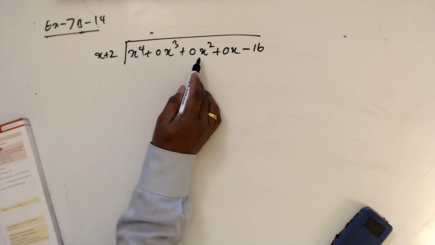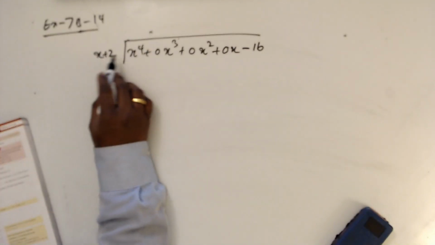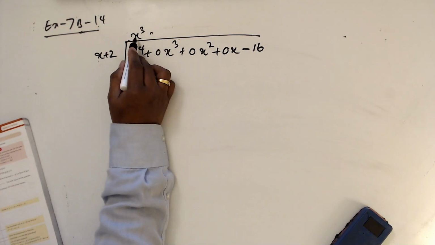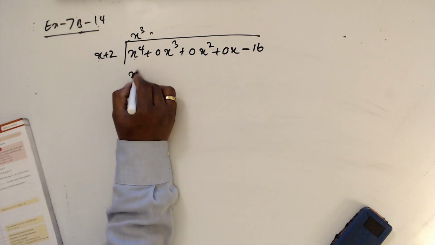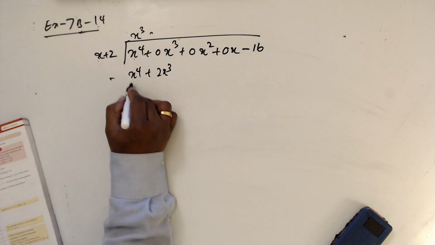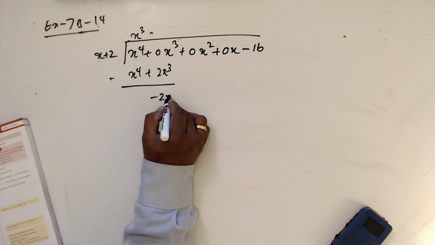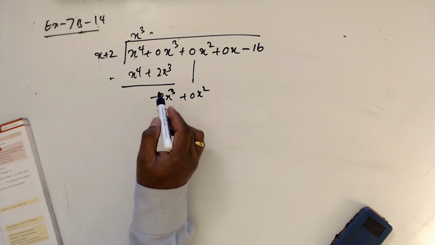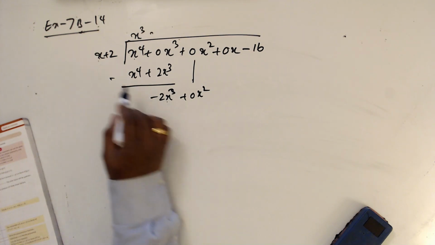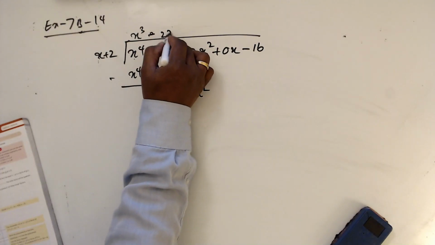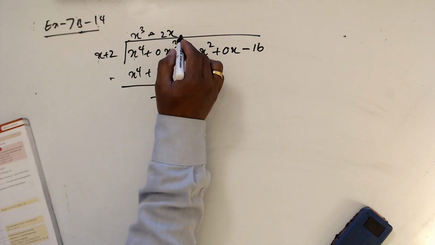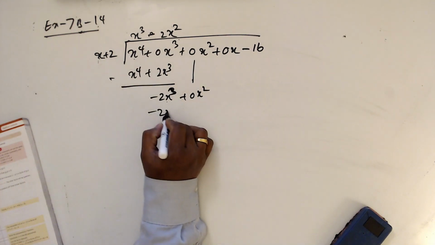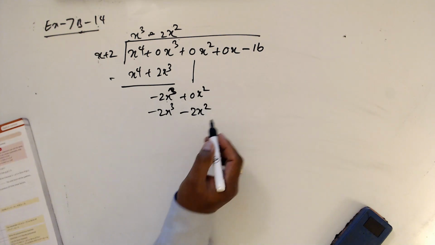x 4 plus 0, x cube, 0, x square, 0, x minus 16. So we divide by x plus 2, x 4 divided by x, this is x cube. Then x cube times x, this is going to be x 4 plus 2, x cube. When you minus this one, you will get minus 2, x cube. And bring this one, 0, x square. Then this is going to be minus 2 x cubed divided by x, this is going to be minus 2x square, minus 2x square. So minus 2x square, minus 2x cubed, then this is minus 2x square.